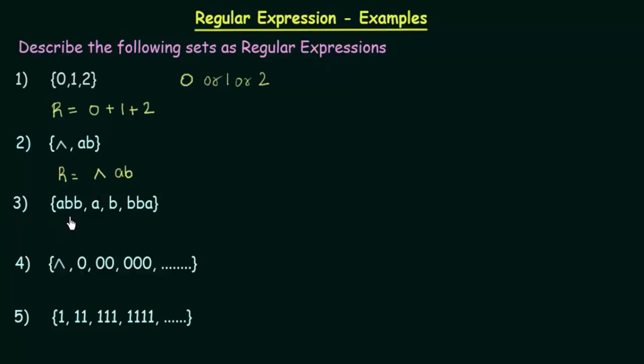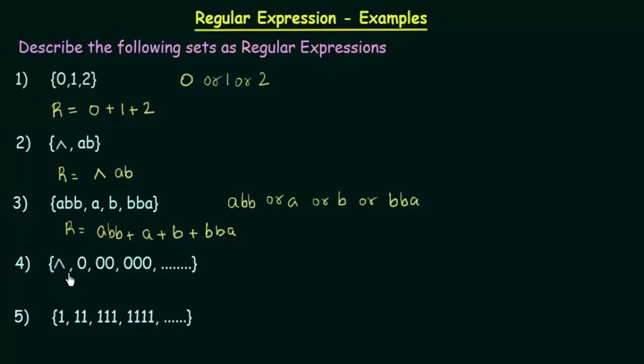So, let's come to the third one. In the third one, we have the symbols ABB, A, B, and BBA. So, this means that it can be ABB or A or B or BBA. Any of these symbols can be present in the set, or a language that contains any of these symbols will be accepted. So, how do we write the regular expression? It's very simple. Since it is an or here, you just have to use the plus symbol: ABB + A + B + BBA. This is how you can write the regular expression for this set.